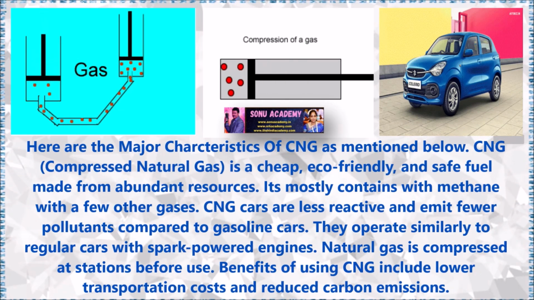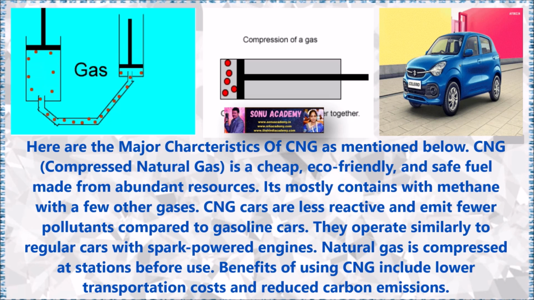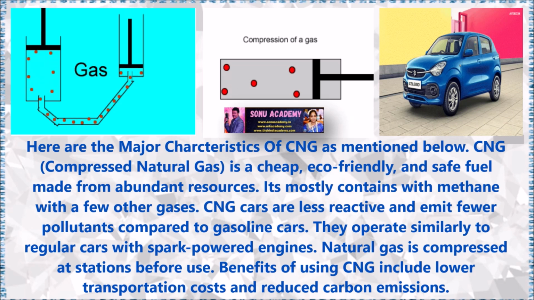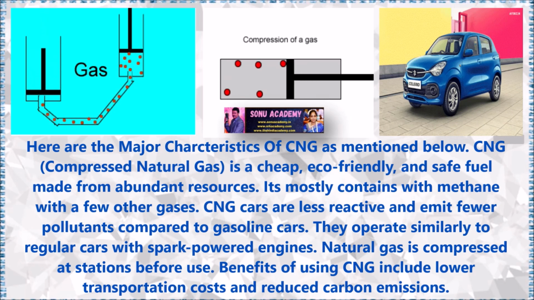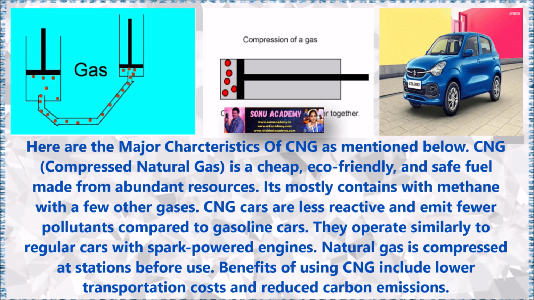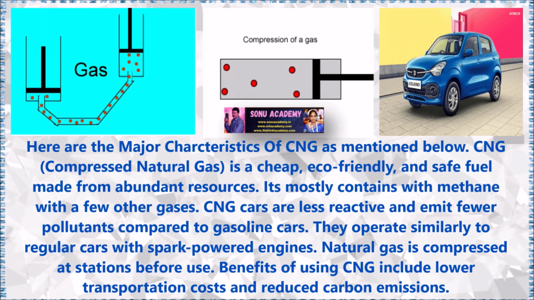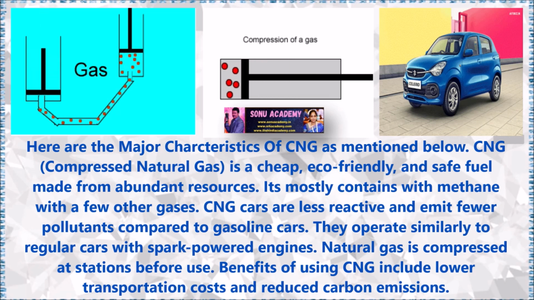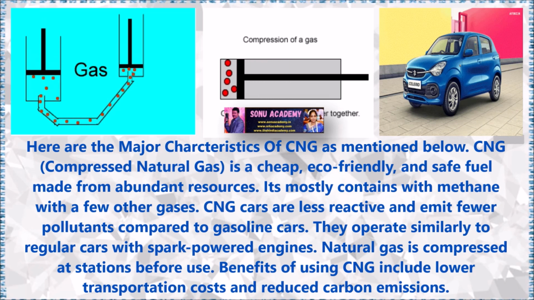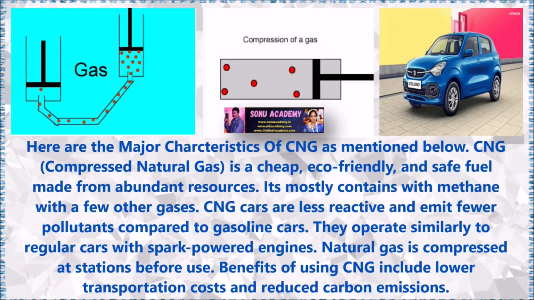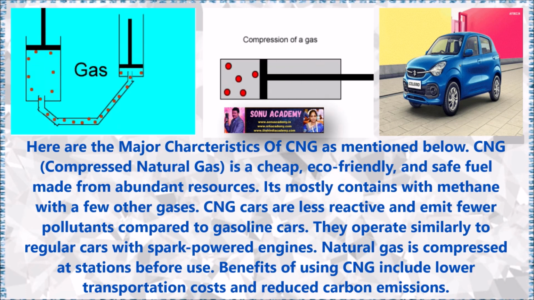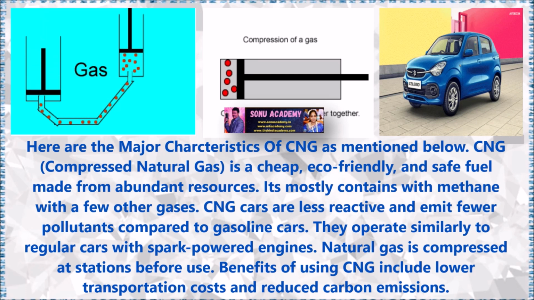Let us discuss the major characteristics of CNG. Here are the major characteristics of CNG as mentioned below. CNG is a cheap, eco-friendly, and safe fuel made from an abundant resource. It mostly contains methane with a few other gases. CNG cars are less reactive and emit fewer pollutants compared to gasoline cars. They operate similarly to regular cars with spark-powered engines. Natural gas is compressed at stations before use. Benefits of using CNG include lower transportation cost and reduced carbon emissions.